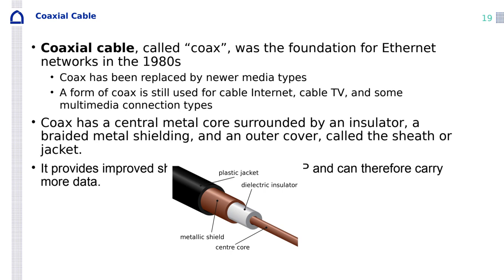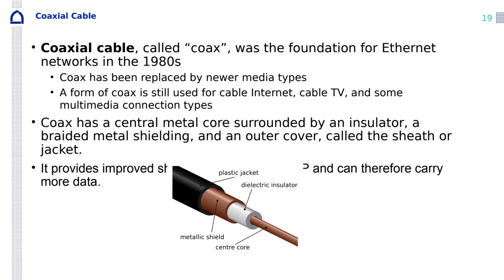Coax cable. This was the dominant way before twisted pair. We were using coax cable in the 1980s. But nowadays it is replaced with UTP and fiber. However, some coax is still used for cable internet or cable TV and multimedia.